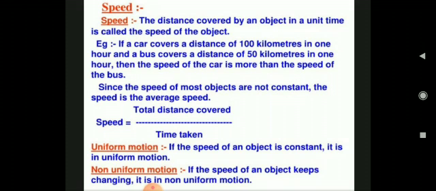Now if you talk about non-uniform motion, if the speed of a body moving along a straight line keeps changing, its motion is said to be non-uniform. In other words, a body is said to have non-uniform motion when it travels unequal distances in equal intervals of time. Suppose students, a body covers 1 meter in the first second and 2 meters in the second second, and 1.5 meters in the third second and 3.5 meters in the fourth second, etc. Then its motion is called non-uniform motion.